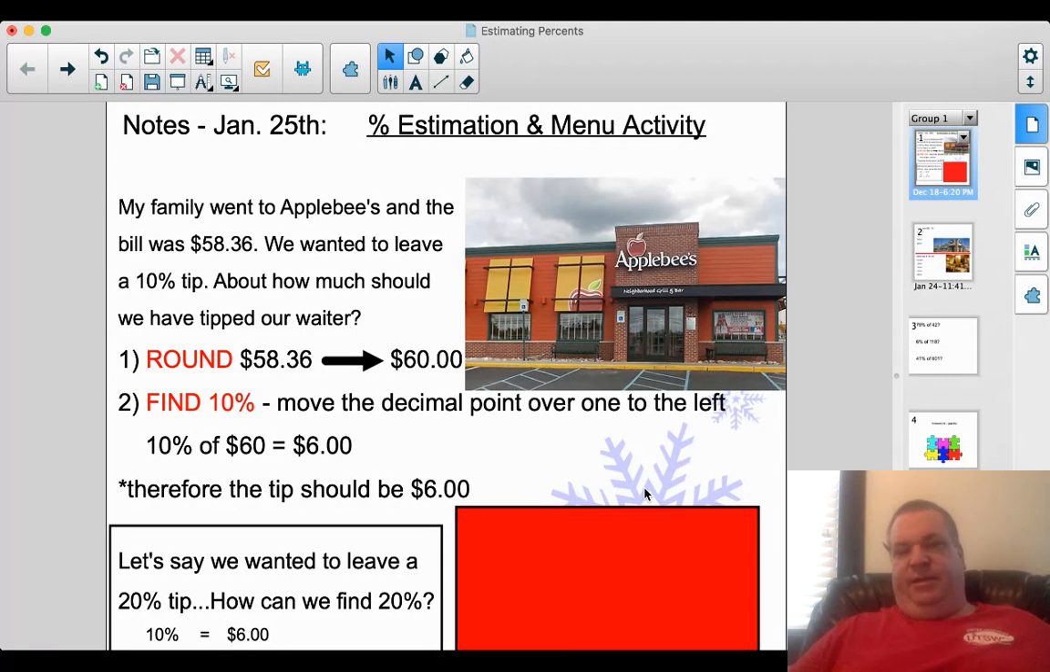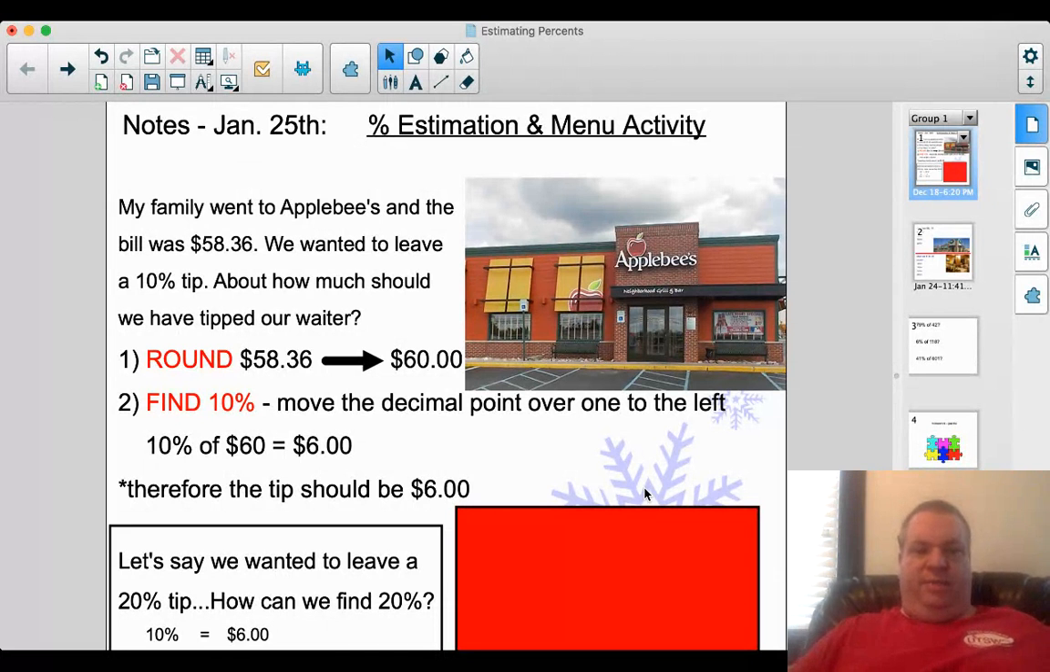And that situation is tipping. If you want to tip somebody a certain percent, you don't need to find that exact percent, but you should get close to it, and that'll help you leave the kind of tip you want to leave. Okay, so we're going to talk about how to do that today.